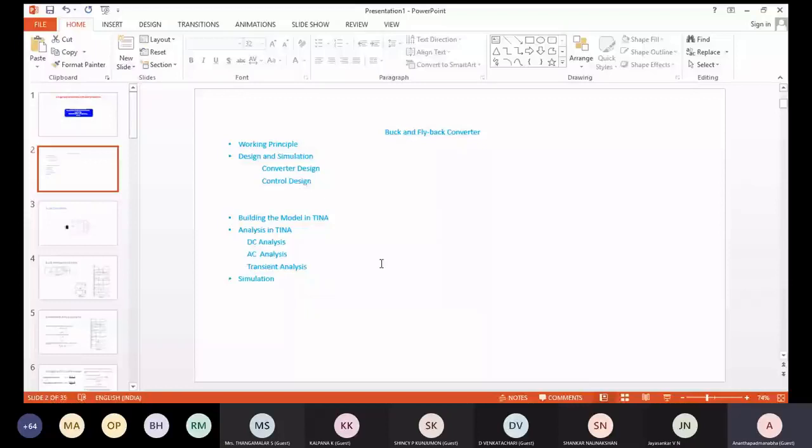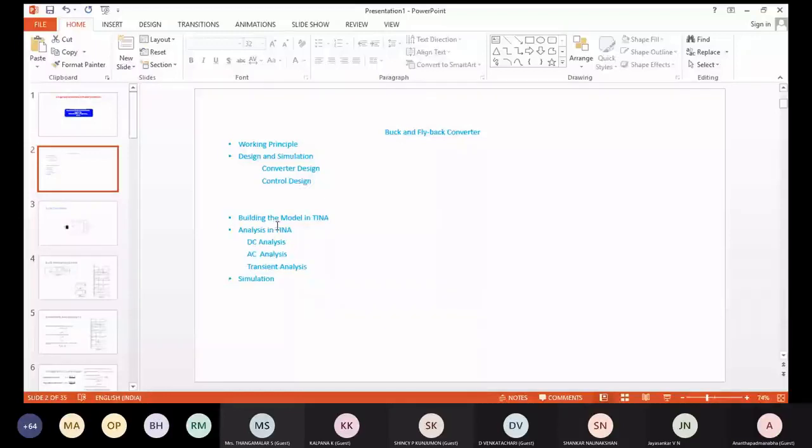So initially, I will be discussing the working principle of these two converters, and then I will try to highlight the design aspect of these two converters, and of course, the next is simulation. But the afternoon session will include building the actual model in TINA software and analyzing the same converters.